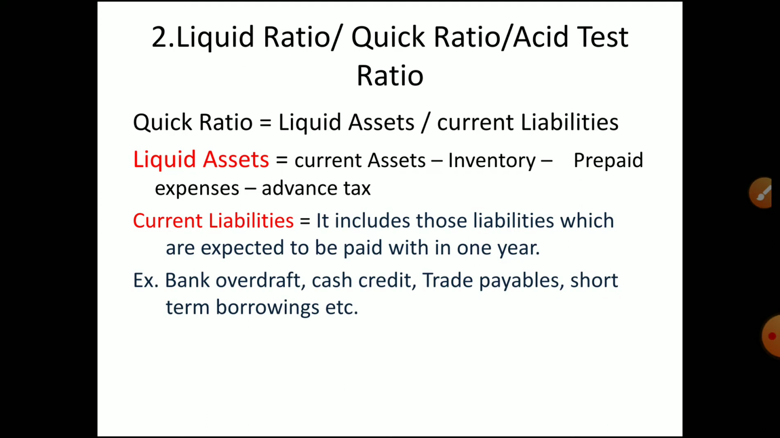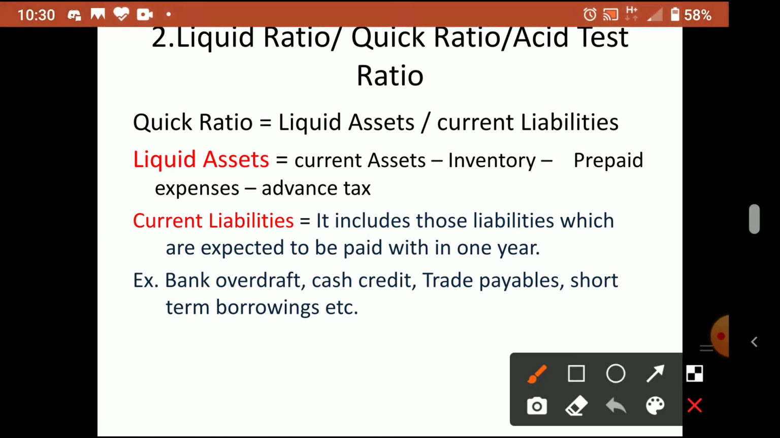So liquidity ratios are classified into two, current ratio and liquid ratio. Liquid ratio has another name, quick ratio or acid test ratio. These are the names for a liquid ratio. Any name you can remember. Now quick ratio is equal to liquid assets divided by current liabilities. Current ratio equation is current assets divided by current liabilities.